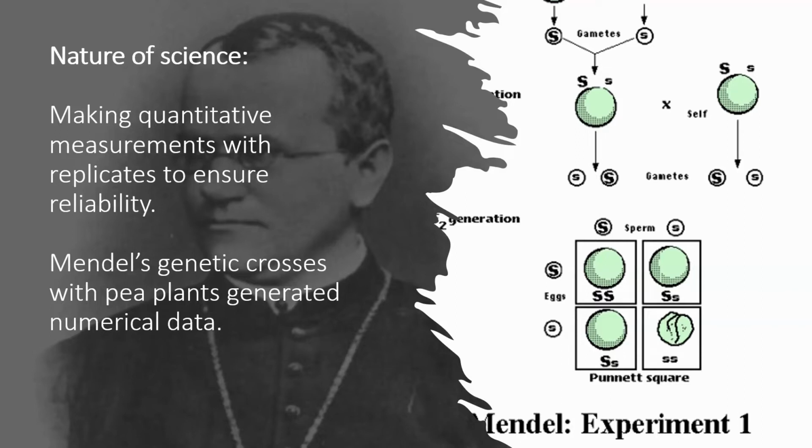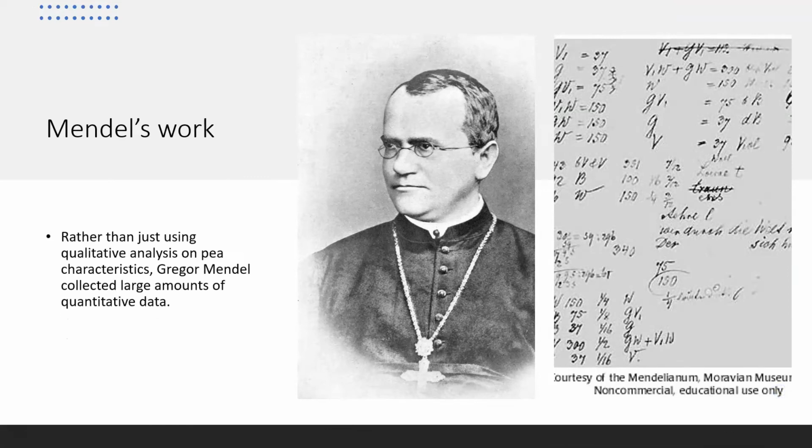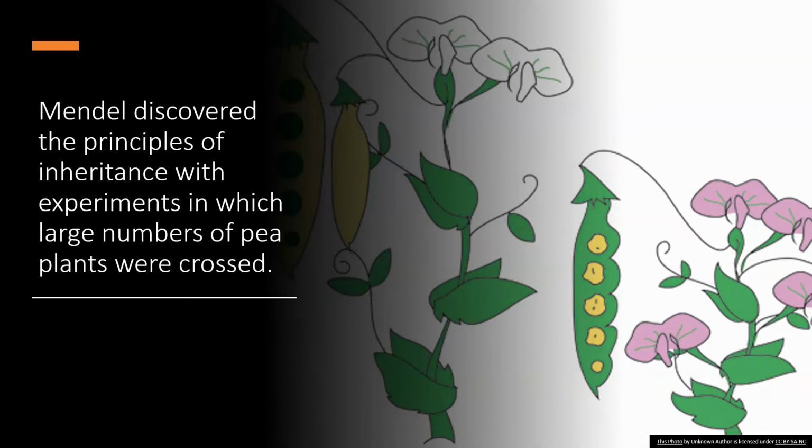Now Mendel, when he was looking at pea plants, he carried out many replications, okay, with his genetic crosses to give him a considerable amount of numerical data. So rather than just using qualitative analysis where he just looked at the characteristics, Gregor Mendel also collected large amounts of quantitative data, so he then had that numerical evidence. This allowed him to reach then valid conclusions. Your information needs to be reliable to reach those valid conclusions.